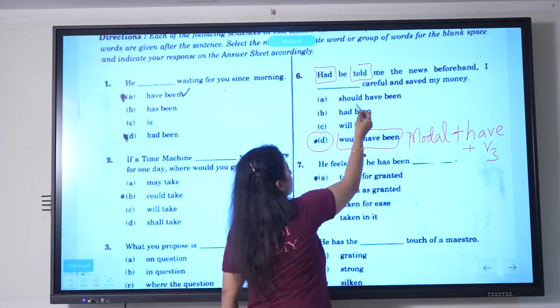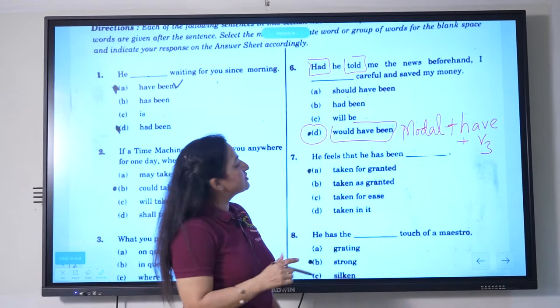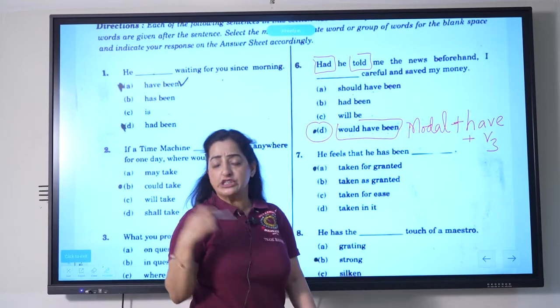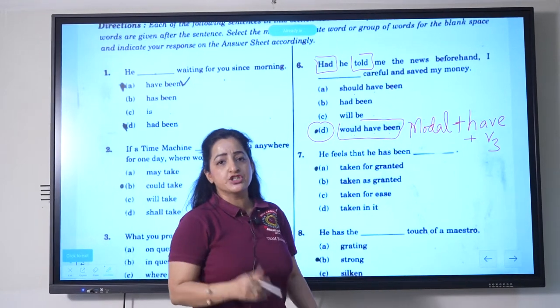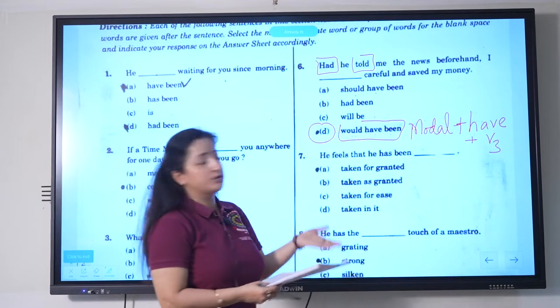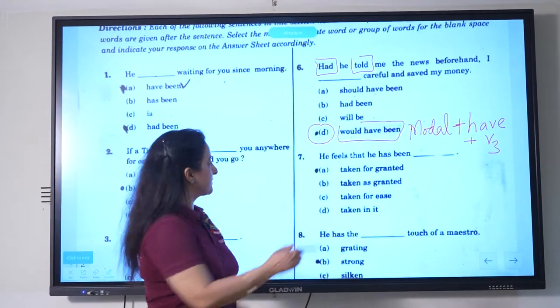And now why not should have and been? Because even that is modal have and V3. Should have and been is used for imagined duties. Here the statement is not talking about an imagined duty, it is an imagined action. Ki agar pehle bataya hota to maine paise bachaye hote. So it is an imagined action.